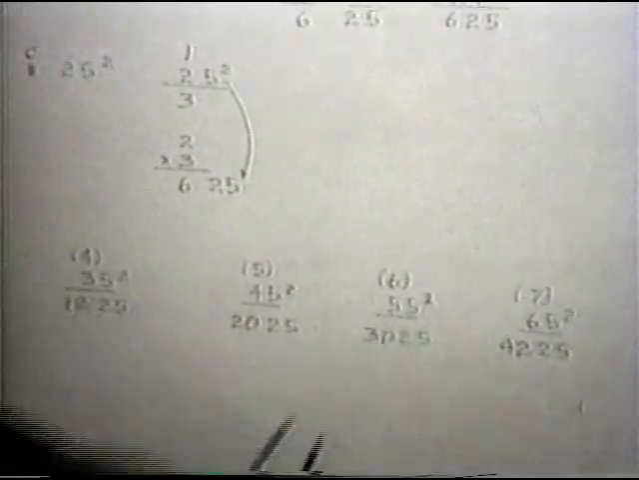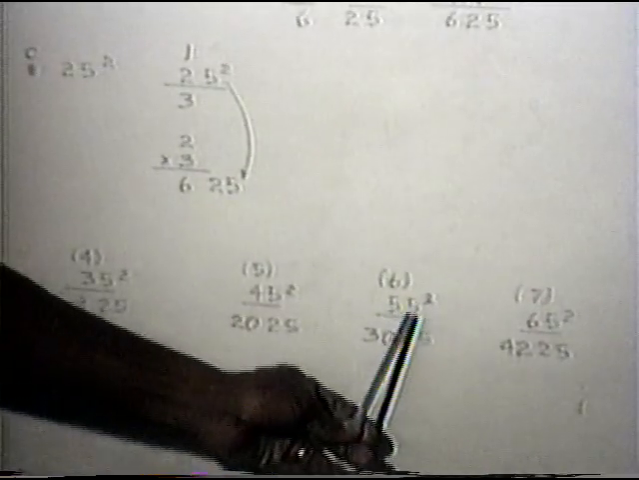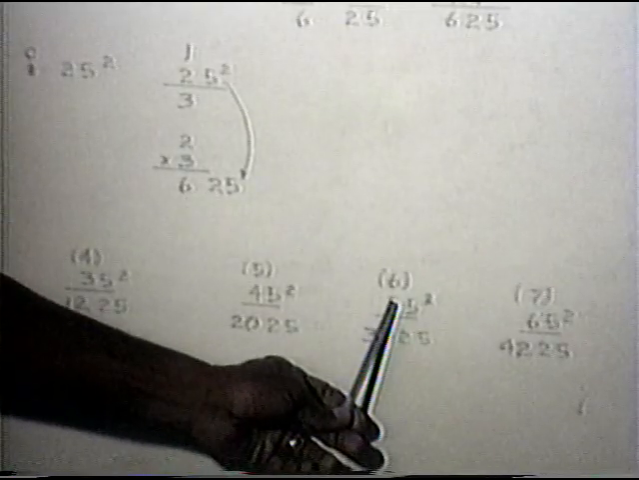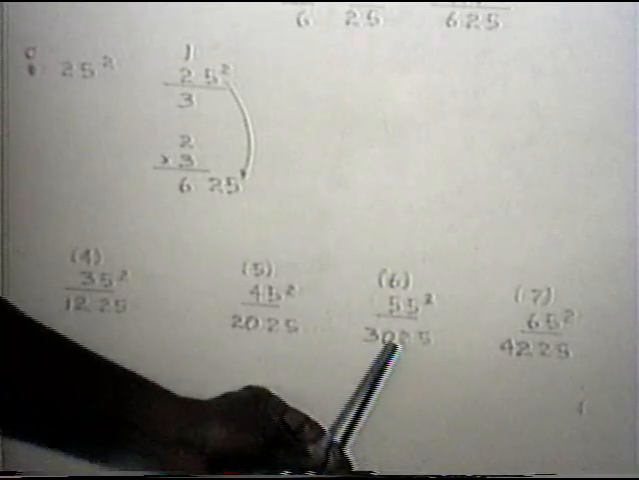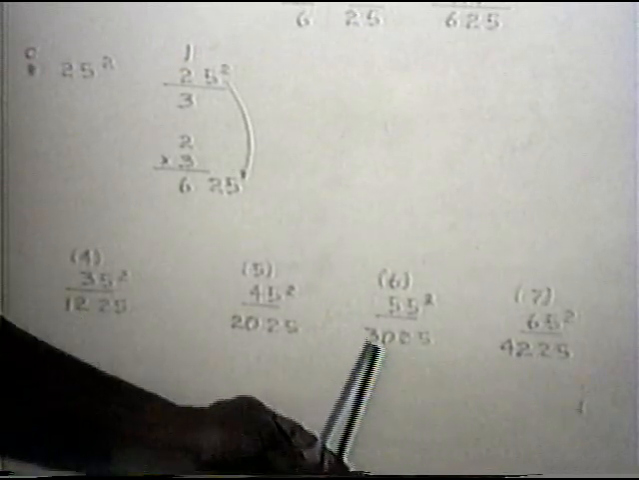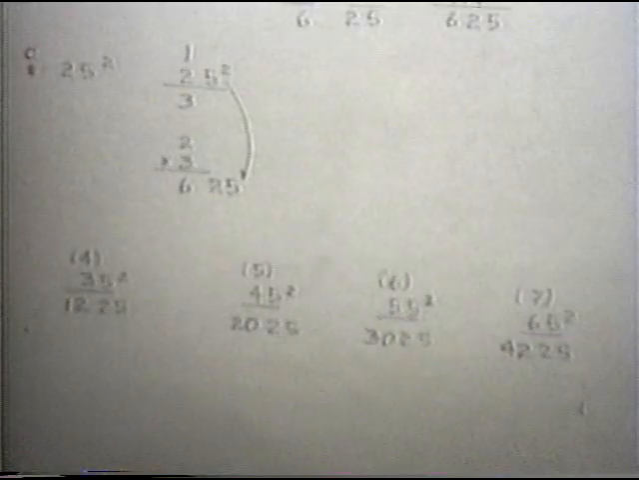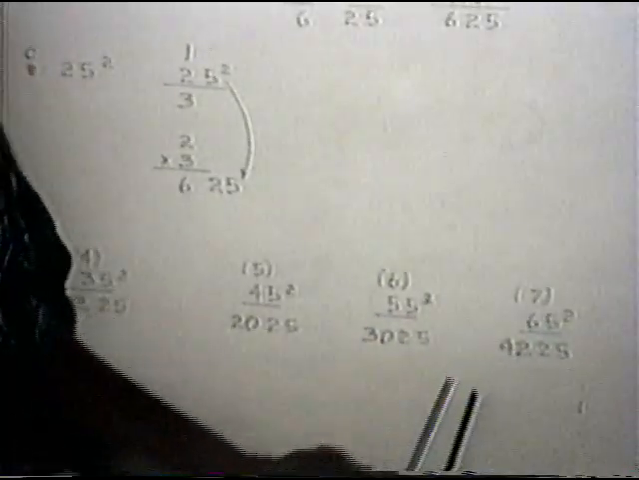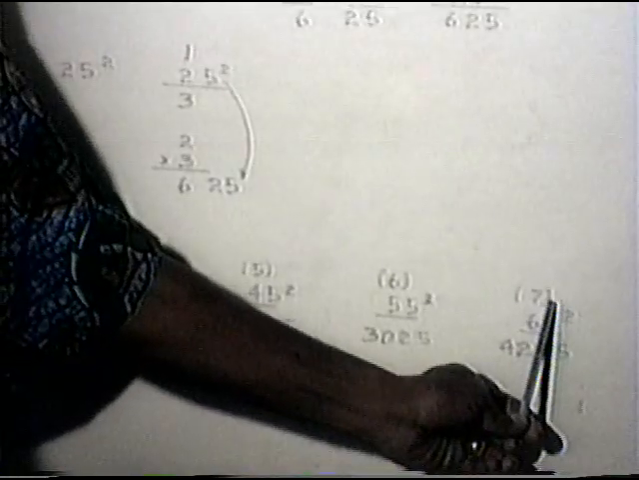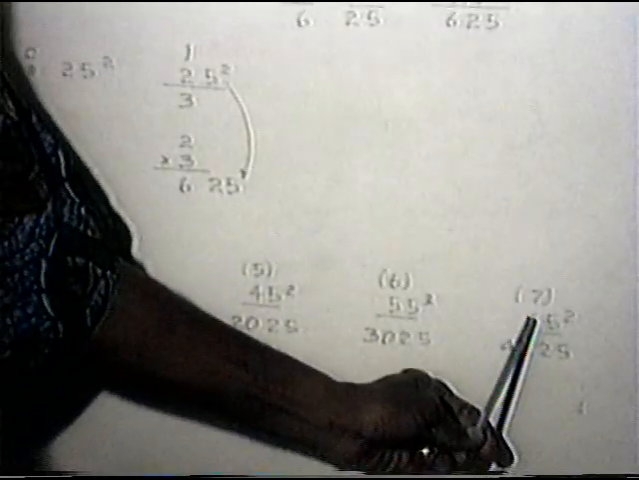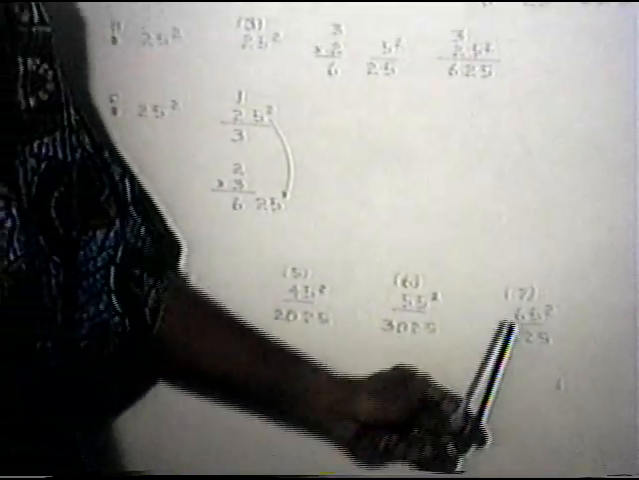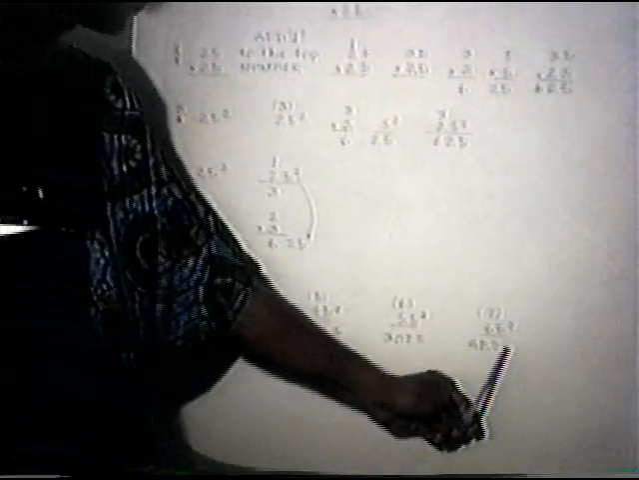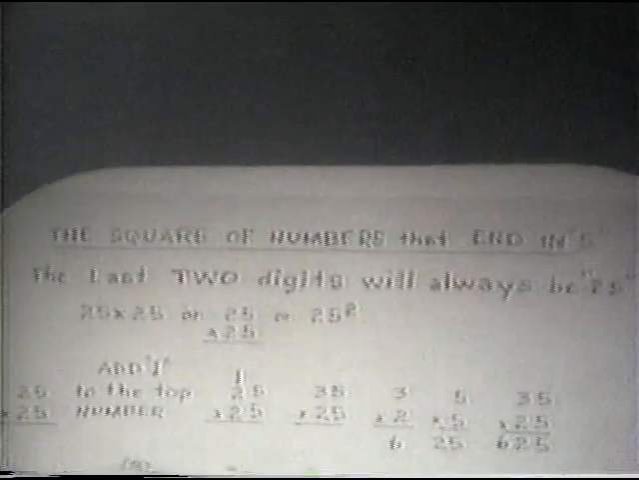Let's do 55 times 55. 5 times 5 is 25. We add a 1 to this 5, which makes it 6. 5 times 6 is 30. 30 and 25, 3025 is the square of 55. 65 squared, or 65 times 65. 5 times 5 is 25. We added 1 to the 6, which made it 7. 6 times 7 is 42. The square of 65 times 65 is 4,225. That's the quick way of doing numbers that end in 5.